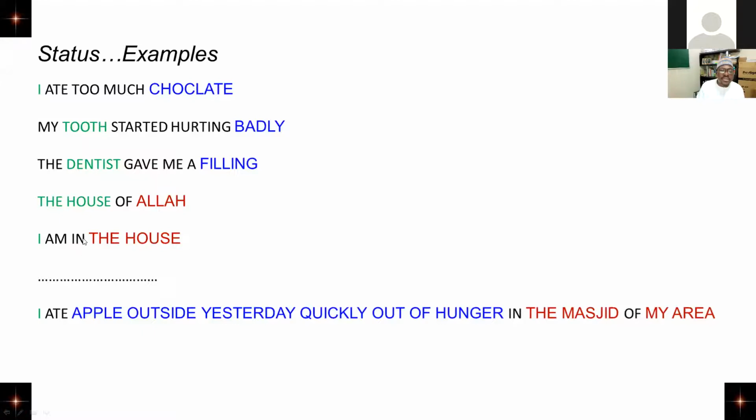This is one of the prepositions that inflict the pain of jar on any ism after it. It victimizes any ism. In fact, we say all huruful jar have a job to do. It doesn't matter who you are. Even if you are the one who doesn't show any vowel, it will still make you majroor. So "in" is the reason for the jar status of the word here.